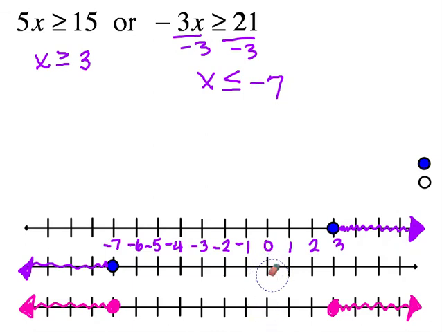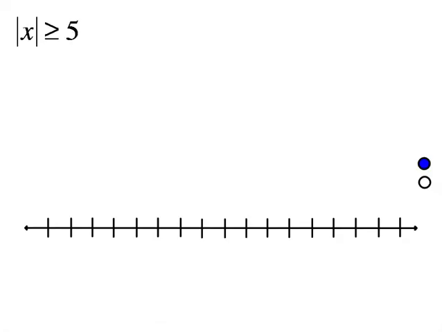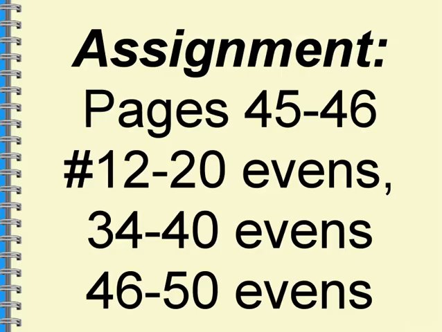All right, so I'm going to go ahead and stop. We're not going to do the absolute value inequalities. We'll continue with this on Tuesday. But if you want to go ahead and get started, here's what you can get started on. Pages 45 through 46, 12 through 20 the evens, 34 through 40 the evens, and 46 through 50 the evens.